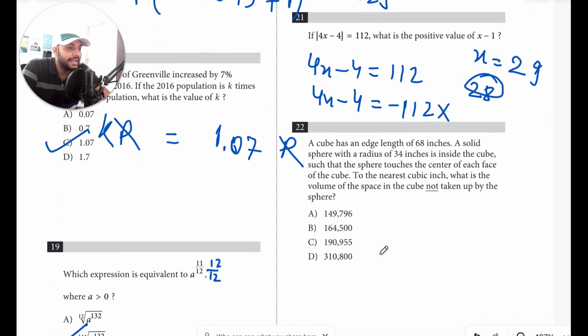A cube has an edge length of 68 inches. A solid sphere with a radius of 34 inches is inside the cube. Radius of 34, cube length is 68, so it's fitting exactly such that the sphere touches the center of each face of the cube. To the nearest cubic inch, what is the volume of the space in the cube not taken up by the sphere? Volume of the cube, 68 cubed, minus volume of the sphere.